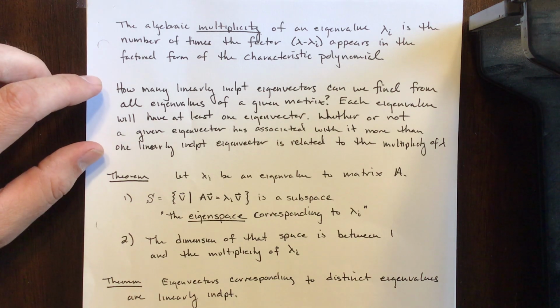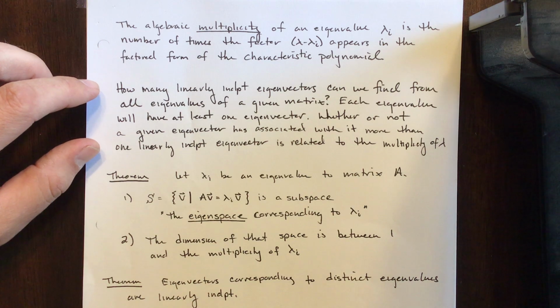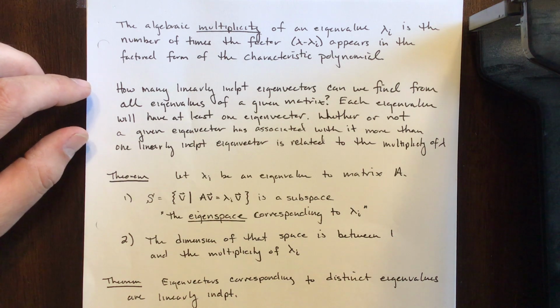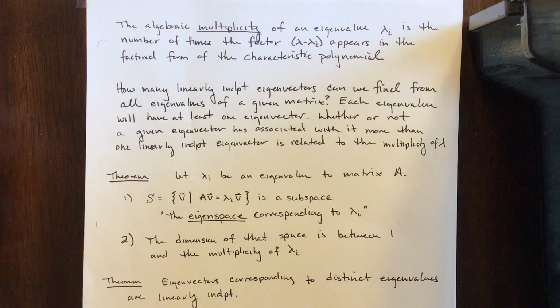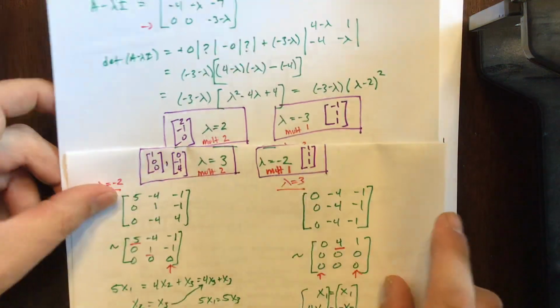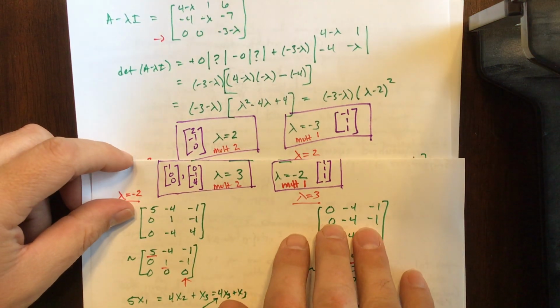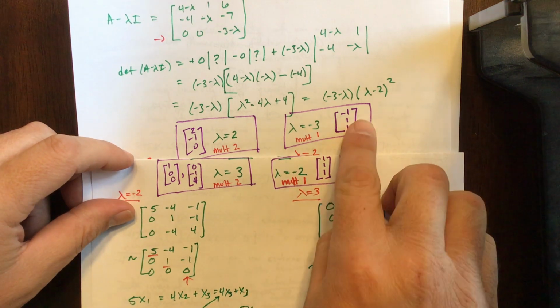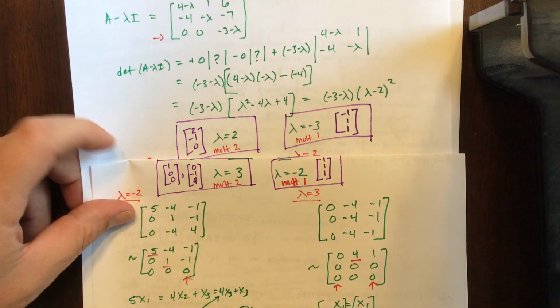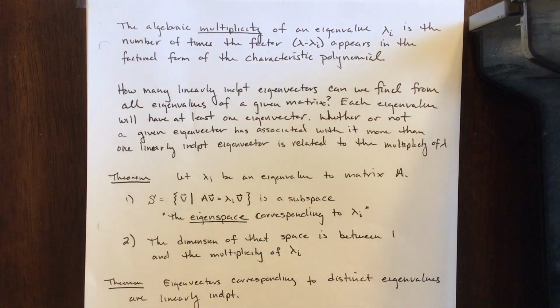How many linearly independent eigenvectors can we find from all eigenvalues of a given matrix? Well, each eigenvalue will have at least one eigenvector associated with it. So in each of these cases, every time we had an eigenvalue, we had at least one non-zero eigenvector in its null space. Whether or not a given eigenvalue has associated with it more than just the one linearly independent eigenvector is related to the multiplicity of lambda.